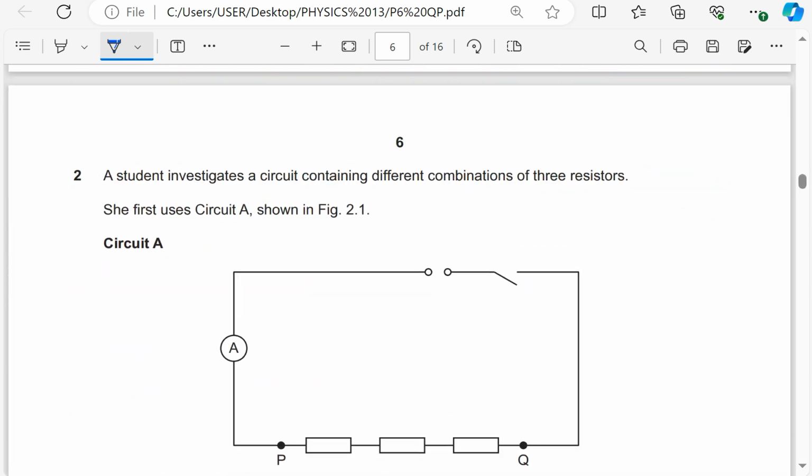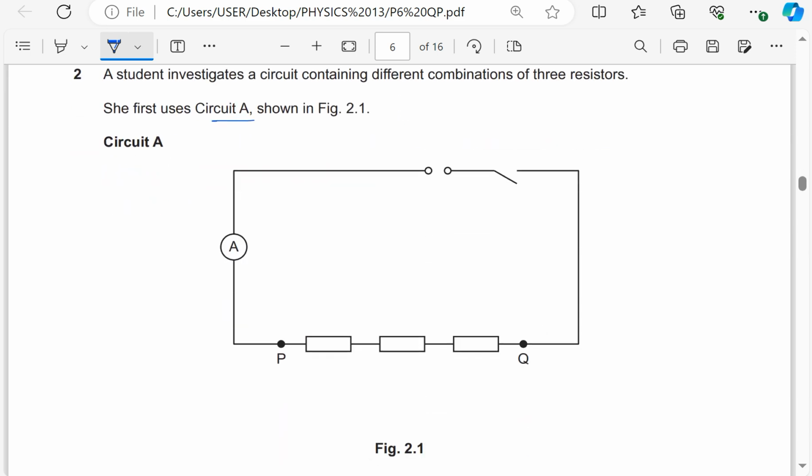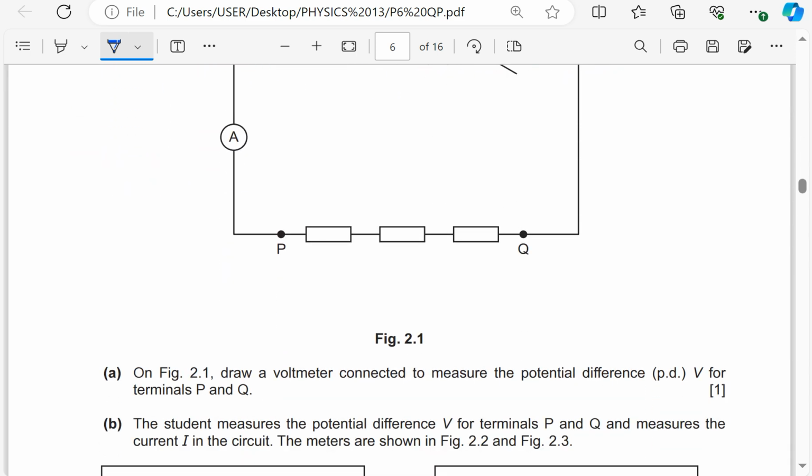Question number 2 is electricity. A student investigates a circuit containing different combinations of 3 resistors. She first uses circuit A as shown in the figure. So we see we have 3 resistors in series. On the figure, draw a voltmeter connected to measure PD for terminals P and Q. So we connect a voltmeter across between P and Q. So I'll put my voltmeter here.